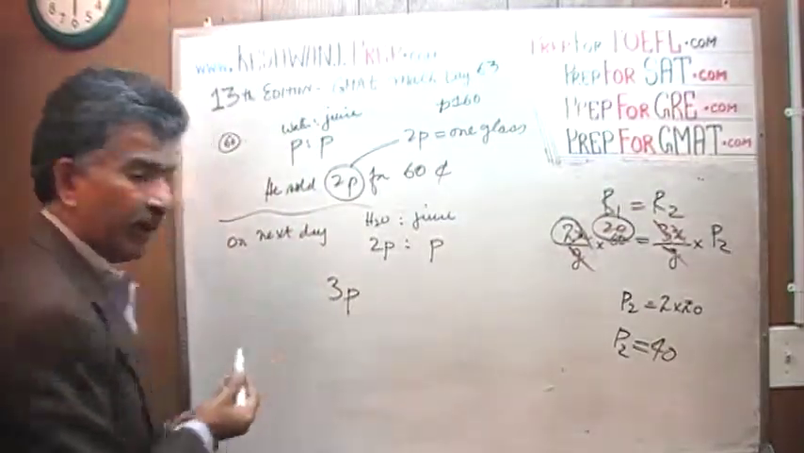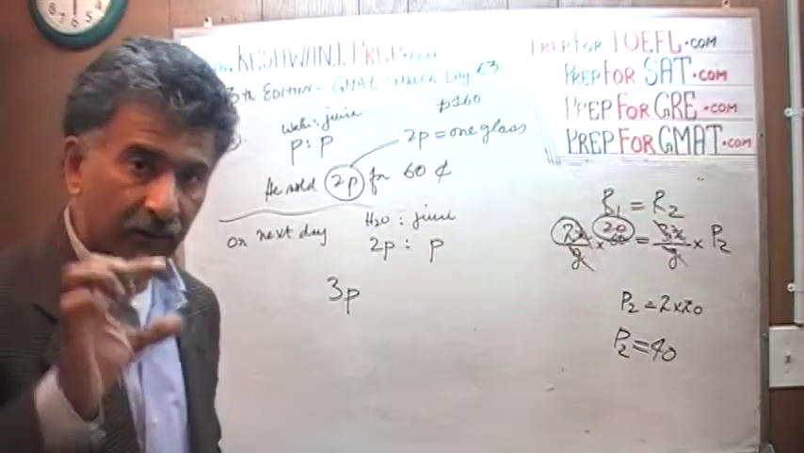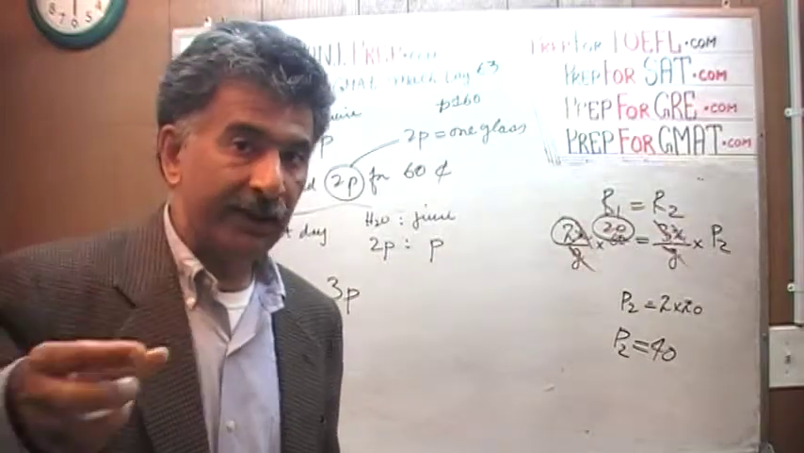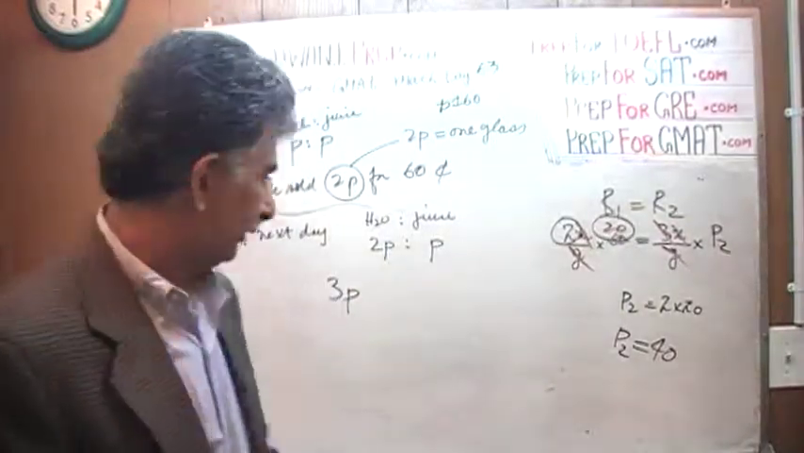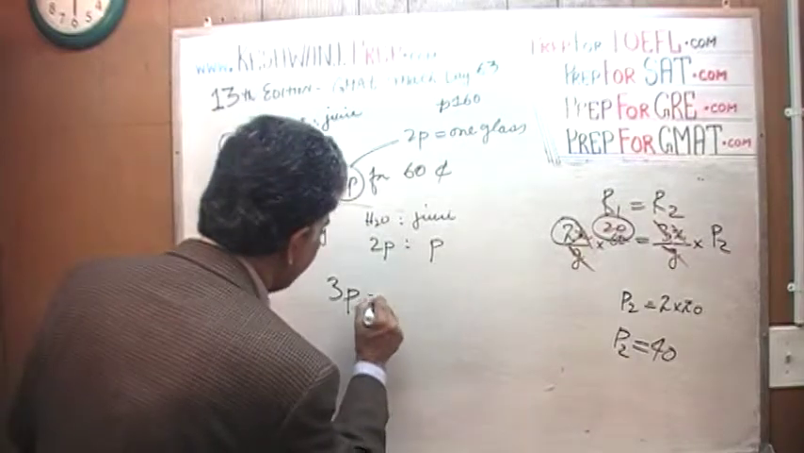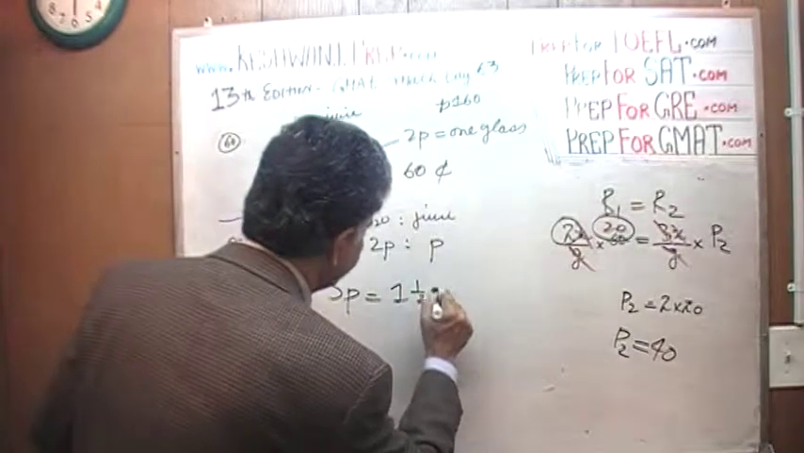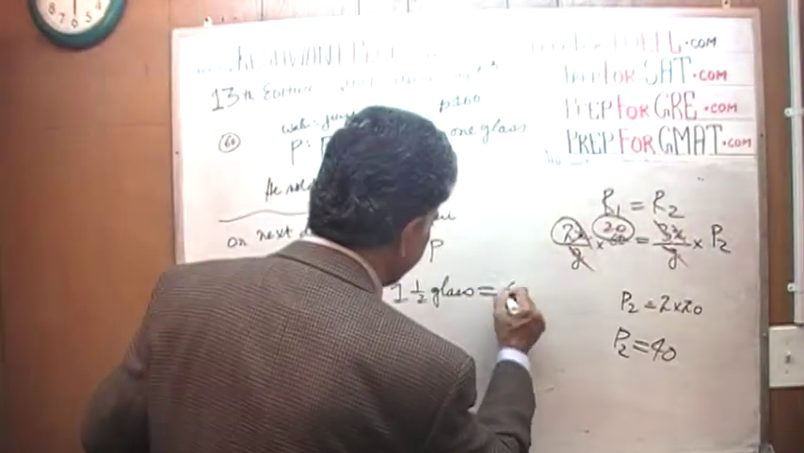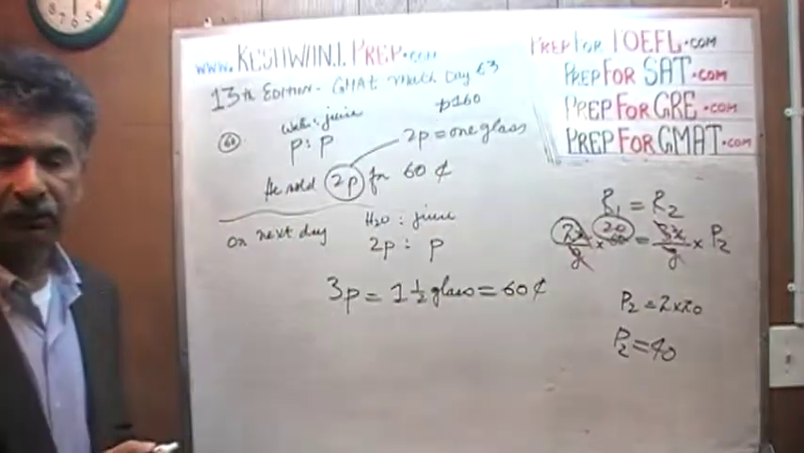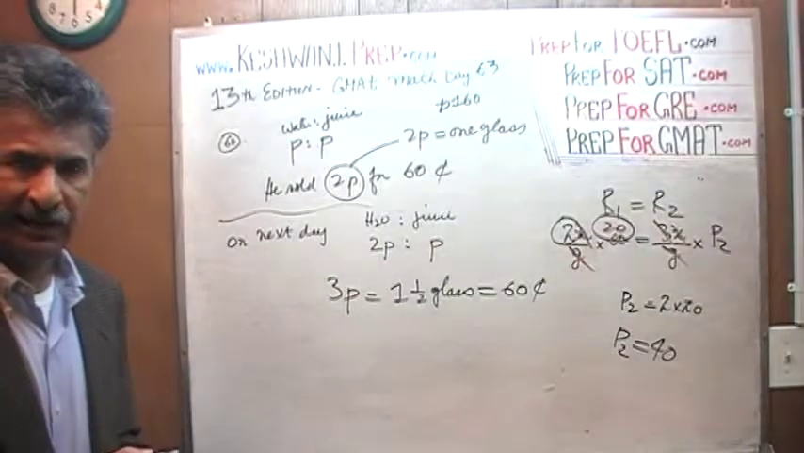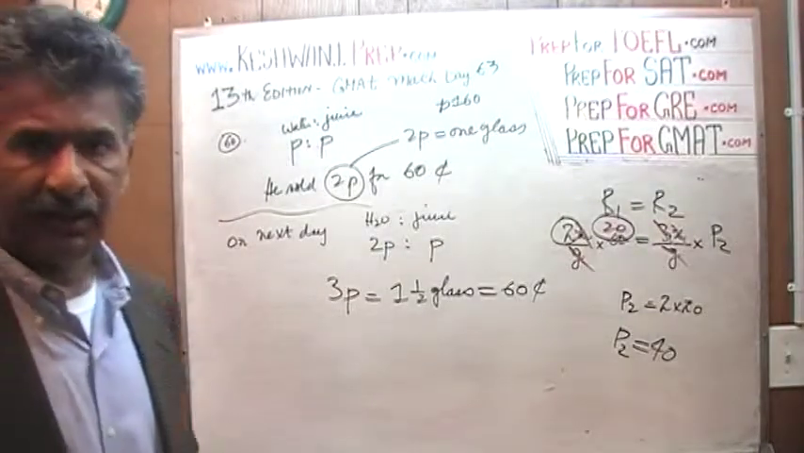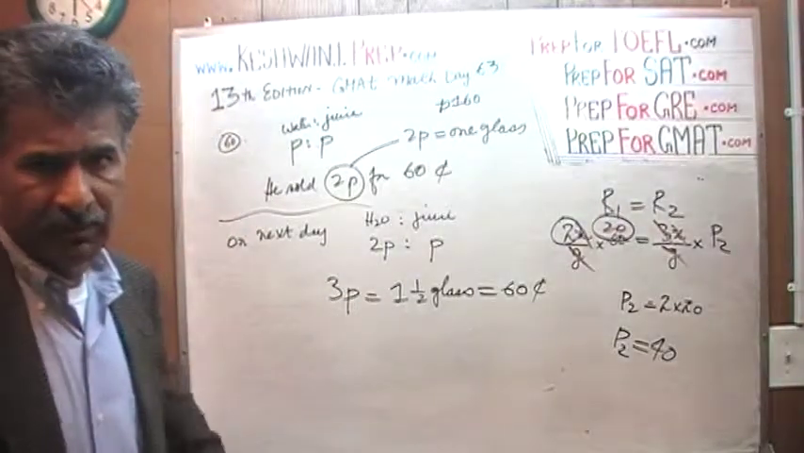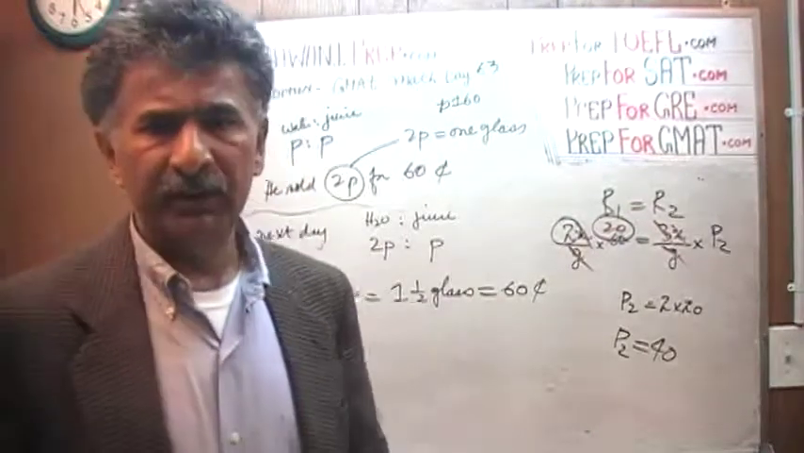Next day, he sold 3 parts. Because next day he used the same amount of orange juice, half a glass of orange juice, except he poured that half a glass of orange juice in 1 glass of water, making it 1.5 glass. 3 parts, which equals 1.5 glass. And we are told that he sold that 1.5 glass for the same amount of money that he got yesterday. So if 1.5 glass equals 60 cents, 1 glass must be 40 cents. Because 40 plus 20 is 60.